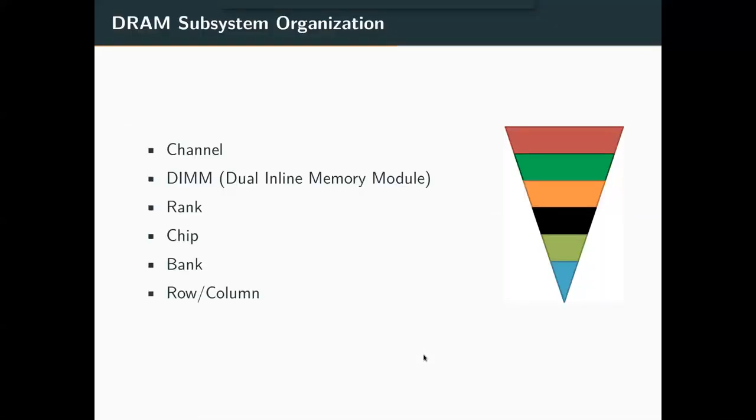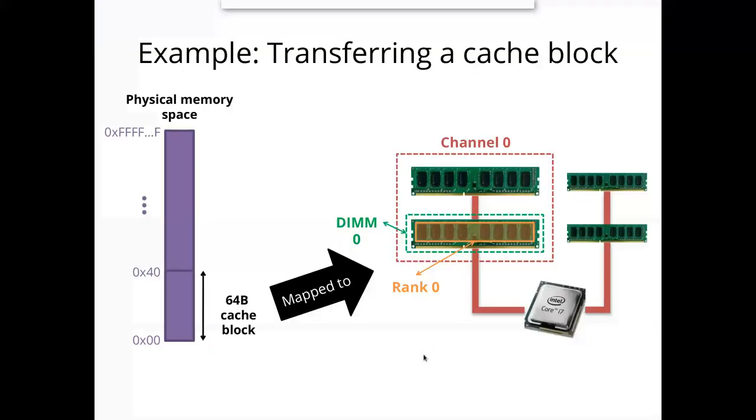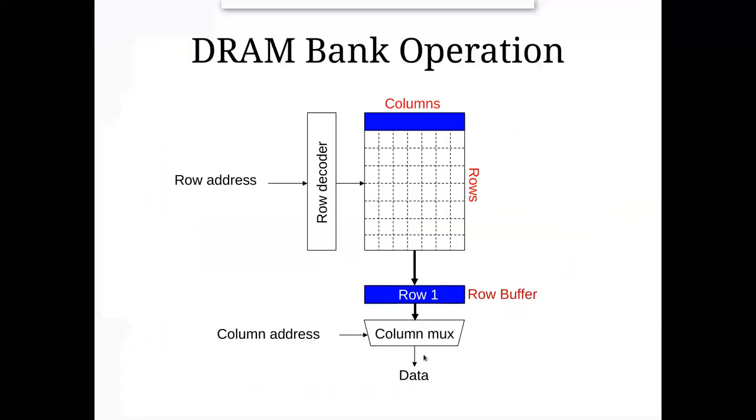And these, if you recall, is our hierarchy. We have the channel at the top. Then channels are composed of one or more DIMMs. Each of our modules are composed of one or more ranks. Ranks have some number of chips on them, and then each chip has some number of banks, and then the banks are where we have the rows and columns of data. So we went over that last time.